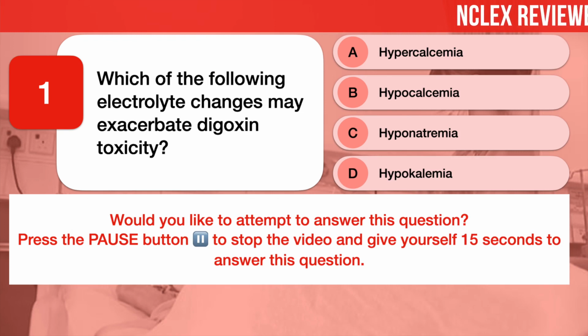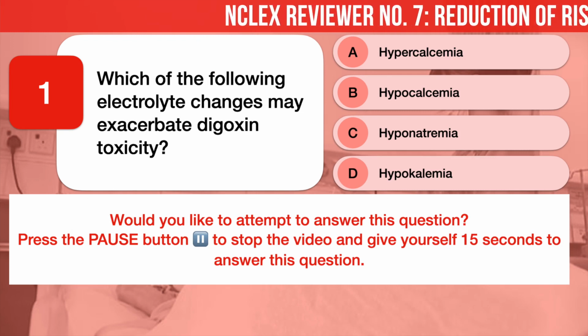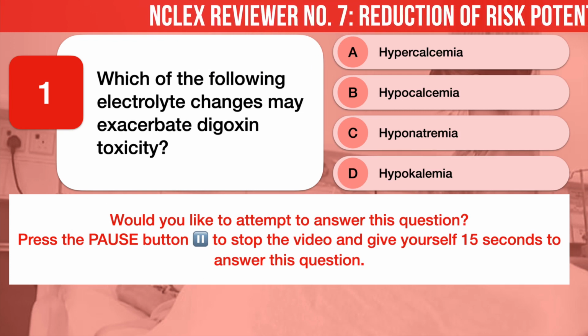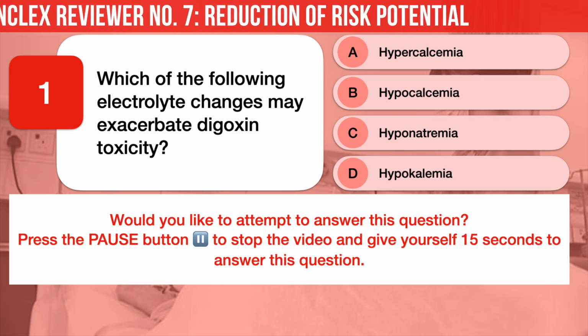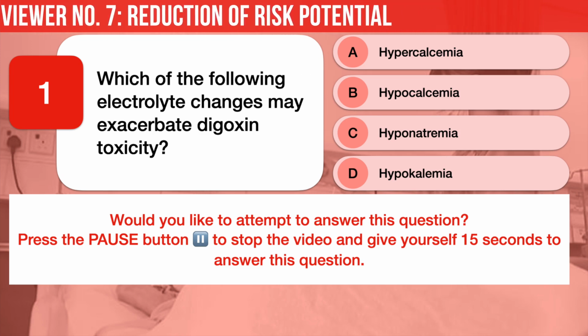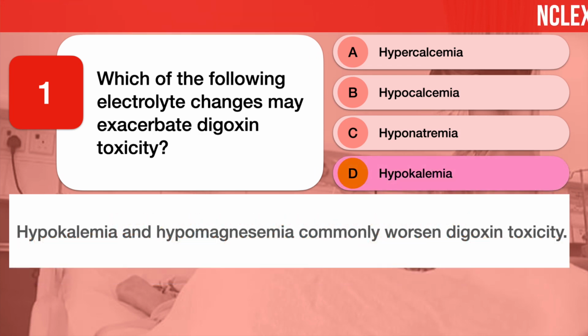Question number 1. Which of the following electrolyte changes may exacerbate digoxin toxicity? A. Hypercalcemia. B. Hypocalcemia. C. Hyponatremia. D. Hypokalemia. The correct answer is D.